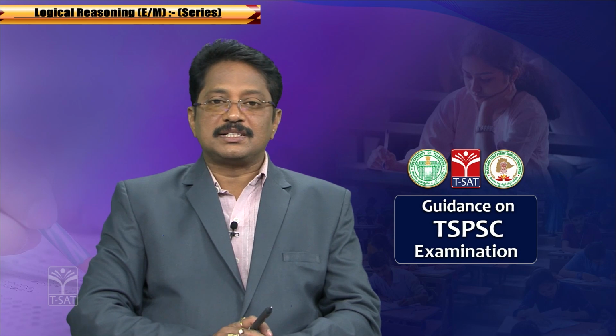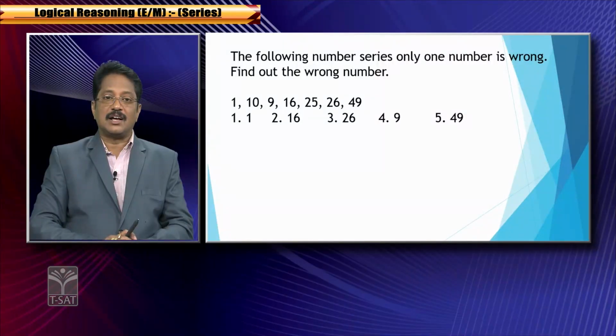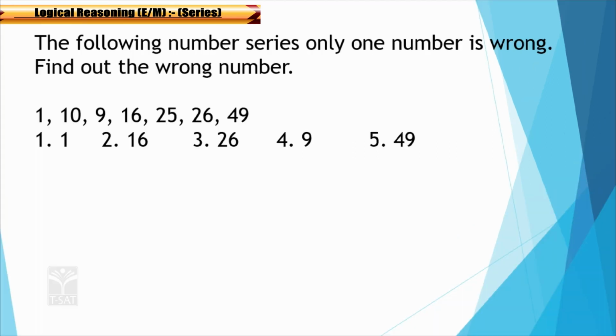Now, in the following number series, only one number is wrong. Find out the wrong number here. You have to identify it. 10, 9, 16, 25, 26 and 49. So, which number is wrong? How are we going to identify it? 10, 9, 16, 25, 26 and 49.